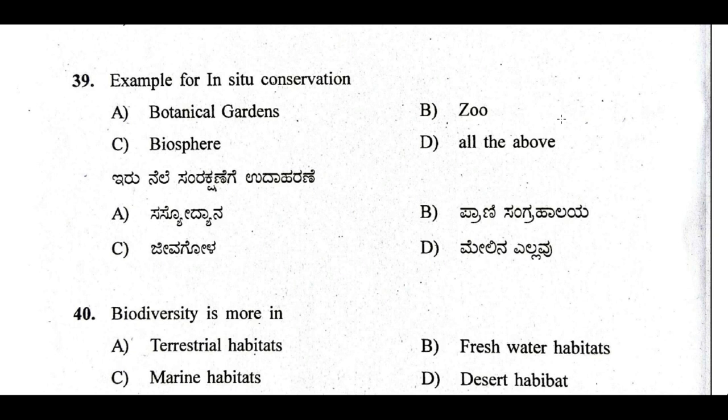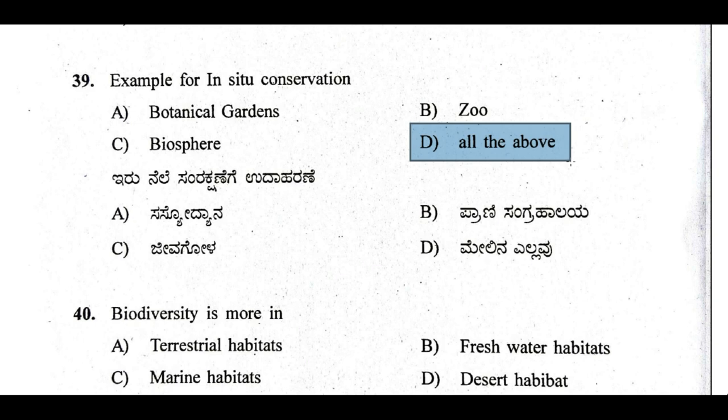In situ conservation is the conservation of living resources by maintaining them in the natural ecosystem in which they occur. Examples are national parks, natural reserves, biosphere reserves and sacred groves. So botanical garden, zoo, biosphere, everything is included. The example for in situ conservation is all of the above. Option D is the right answer.